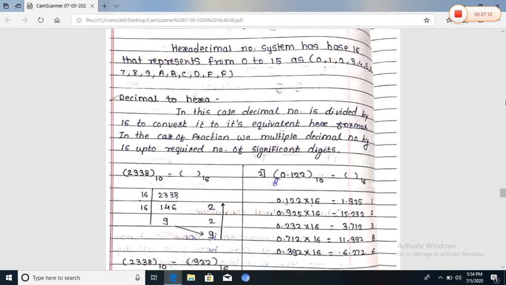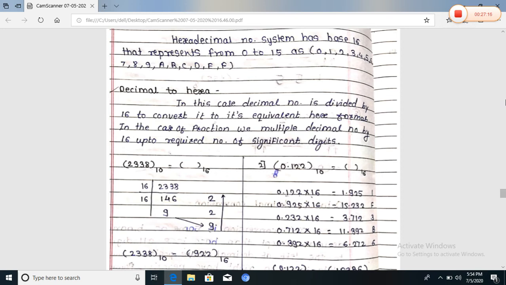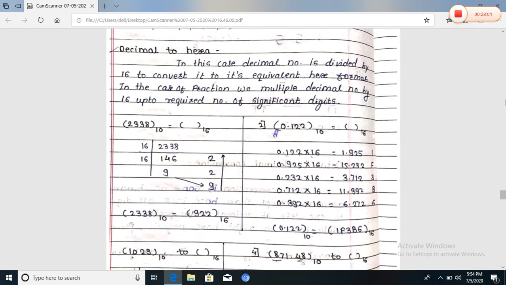Next is the hexadecimal number system. The hexadecimal number system has base 16, so the numbers 0 to 15 are represented as 0 to 9, the same as in binary or decimal, but after 10 the numbers are represented as characters A, B, C, D, E, F up to 15. 10 is represented by A, 11 by B, 12 by C, 13 by D, 14 by E, and 15 by F. First conversion, decimal to hex.